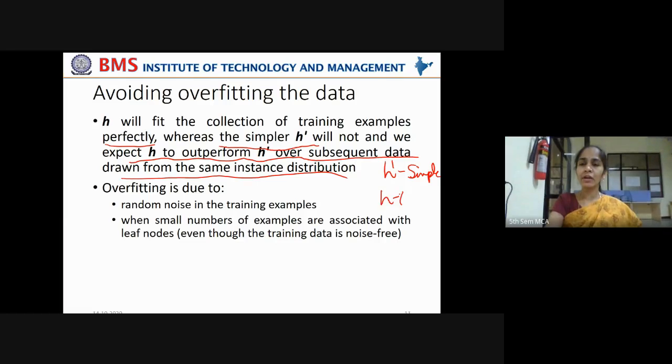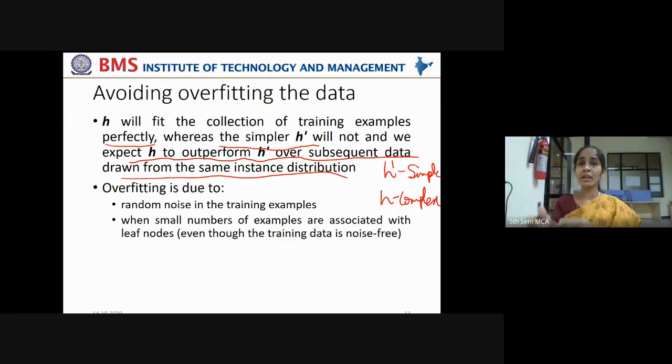H is your complex tree. Listen carefully. H is consistent with all your training examples. Your old simple tree H dash is not consistent with the 15th example given in the previous slide. Now, what do you actually expect here? Because H is consistent with all the training examples, it should generalize well with unseen data.